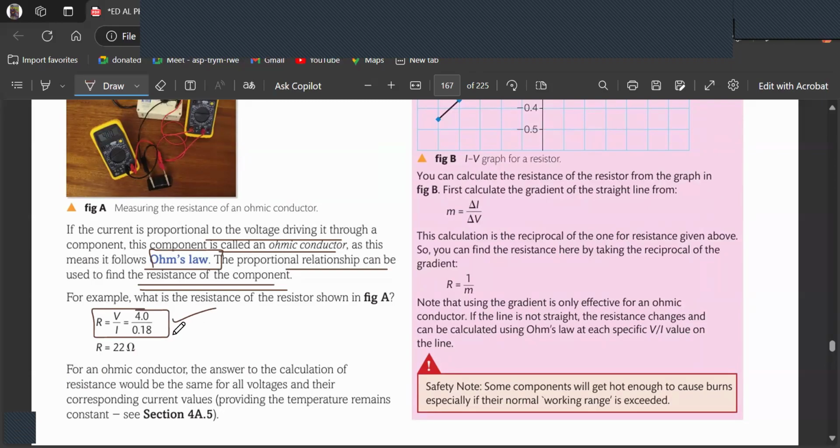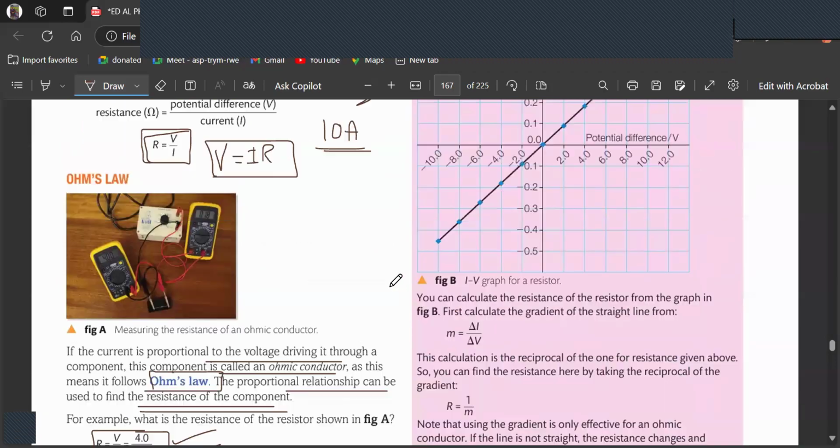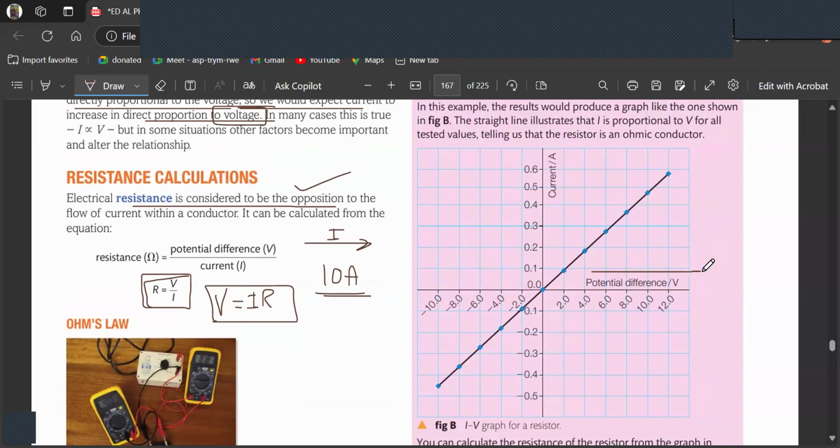If V is 4, current is 0.18, resistance would be what? 22 ohm. So for an ohmic conductor, the answer to the calculation of the resistance would be the same for all voltage. And ohmic conductor का मतलब ही यही है that the voltage is always proportional to the current. All ohmic conductors would also follow the same relation as well. That as you increase the voltage, the current is also going to increase in a straight line passing through the origin. This gives us a proof that they have a directly proportional relation.